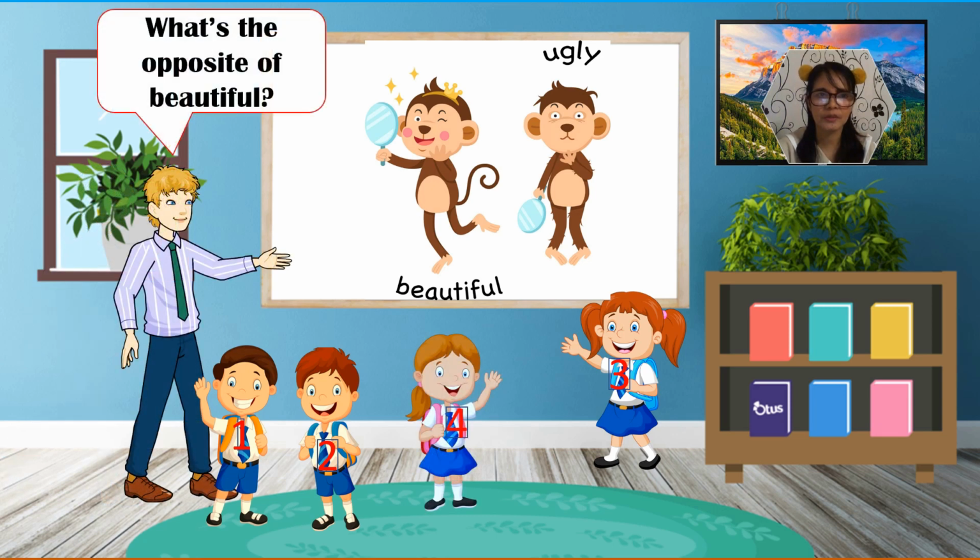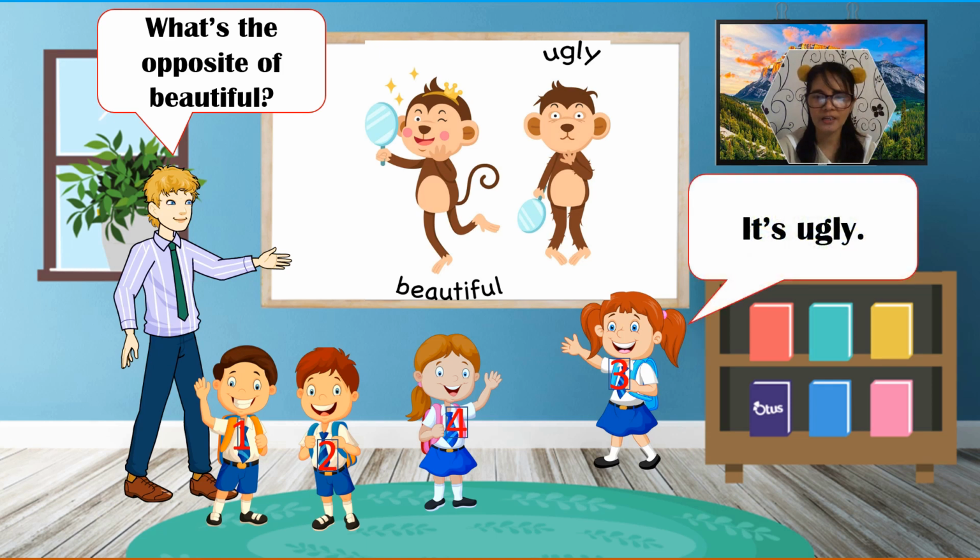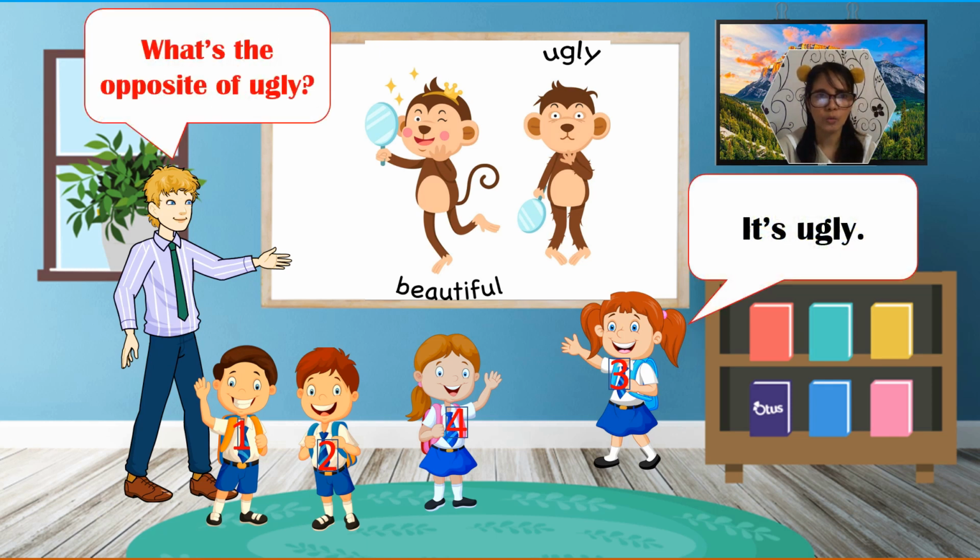Student number three, what's the opposite of beautiful? It's ugly. What's the opposite of ugly? It's beautiful. Now it's your turn, kids. What's the opposite of beautiful? It's ugly. What's the opposite of ugly? It's beautiful. Very good.